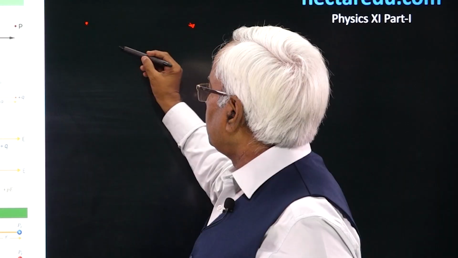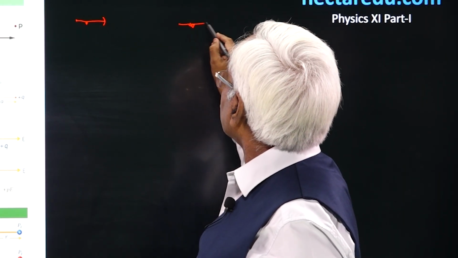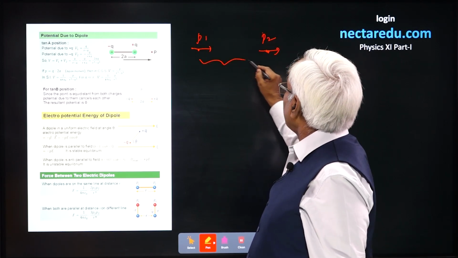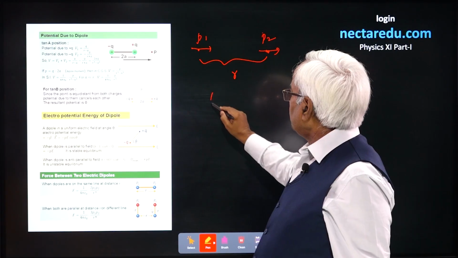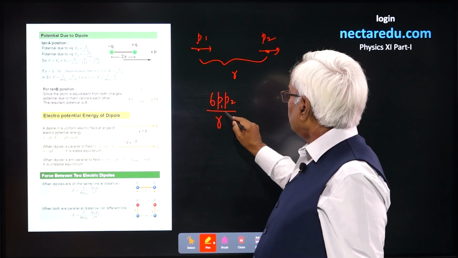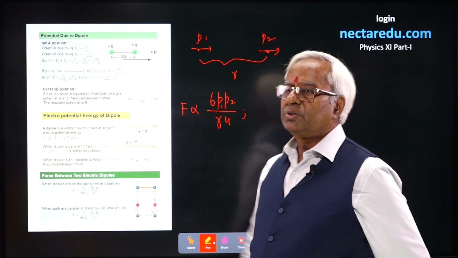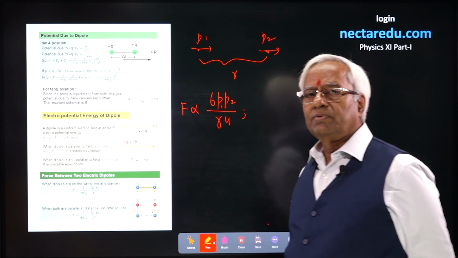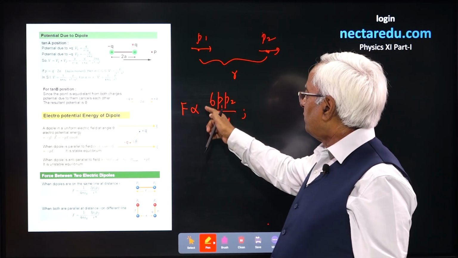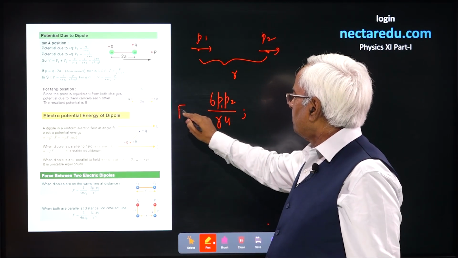In one case, the dipoles are here this way, P1, P2, and they are at distance R. In this case, the force between them is going to be this, in the CGS system. For converting into SI, just multiply it by 1 by 4 pi epsilon naught. But this is equal, not proportional. I am sorry for this.